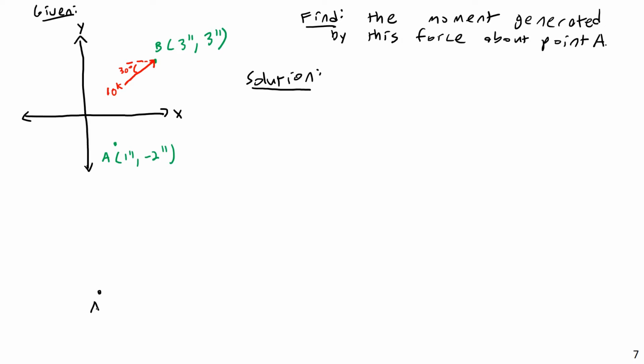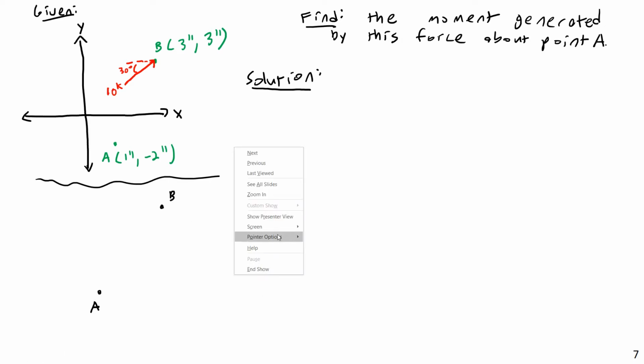Let me draw this a little bit bigger. We have point A here, and up here we have point B. Now, I would like to go ahead and get the dimensions on this, so I'm going to draw a little rectangle, just showing this like this. And I would like the dimensions on this.